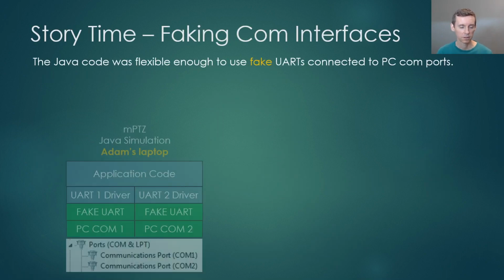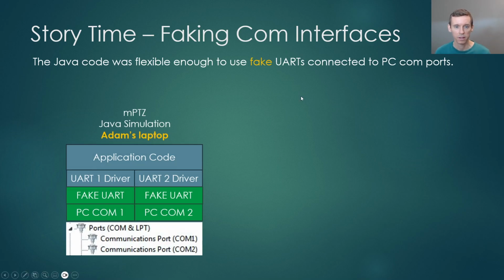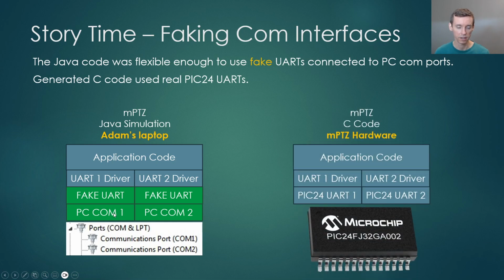So how did this work? Well, the Java code was flexible enough, because it was written in a high-level language, to use fake UARTs connected to COM ports. So I've got my application code. It sits on top of a UART, or it uses a UART1 driver and a UART2 driver. When I'm simulating on my laptop, I just fake out the UART, or the hardware equivalent of the UART, and connect it to a COM port. But the generated code that came out of the transpiler didn't have any of those weird abstractions. It was just the UART1 driver using the PIC24 UART hardware abstraction layer. And it worked really, really well.